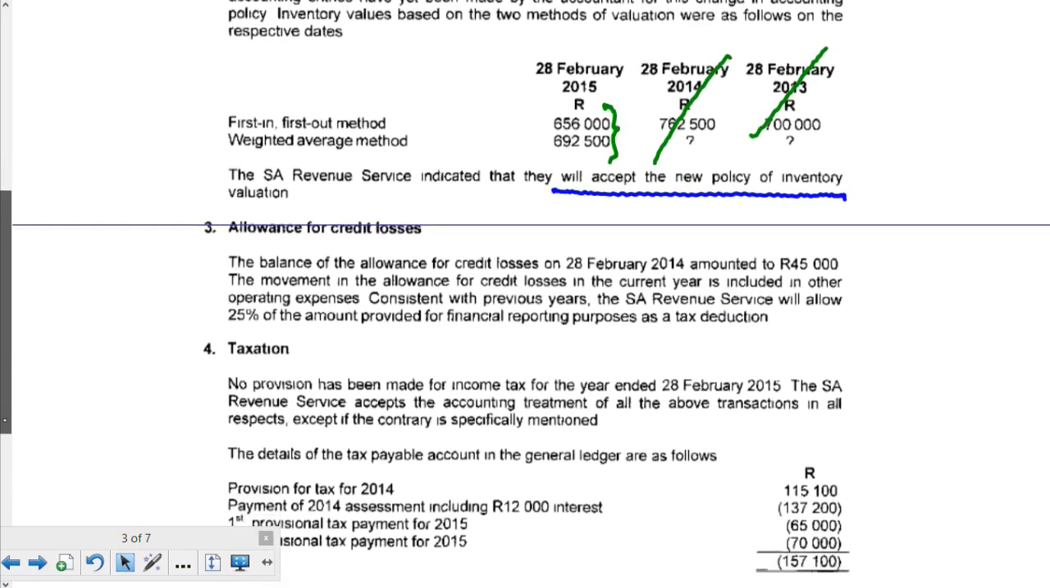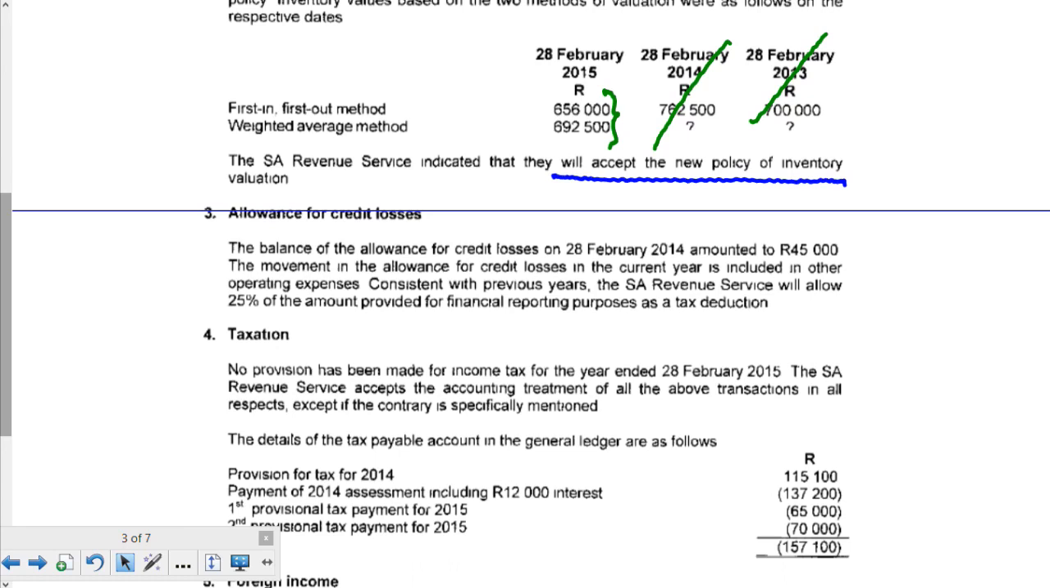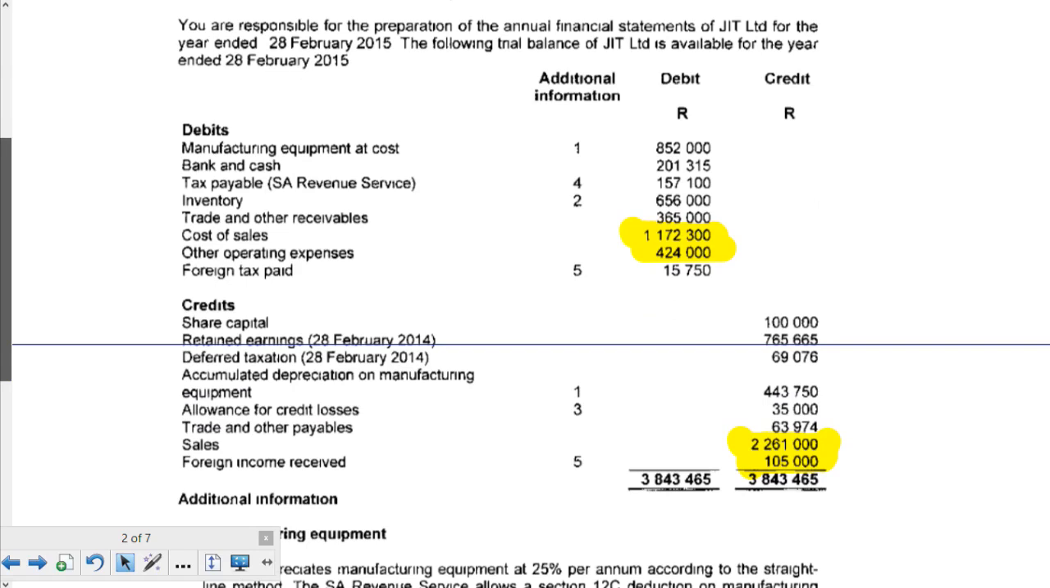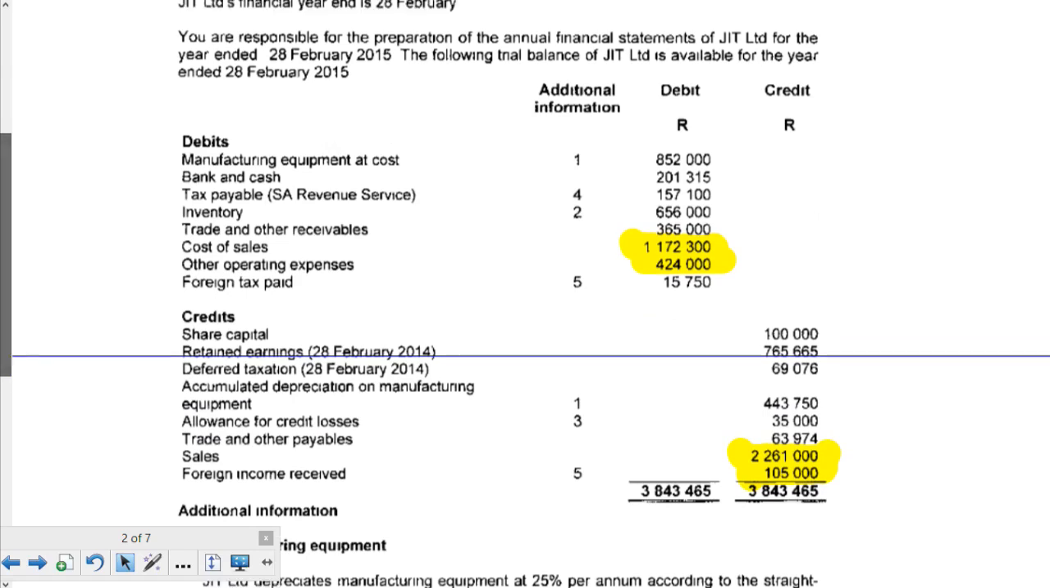All right. Allowance for credit losses. The balance of allowance for credit losses last year was 45. The movement is included in other expenses. All right. So what is the credit losses provision at the moment? It's sitting there in the TB. Is it the 63 funny number? Or is it the 35?